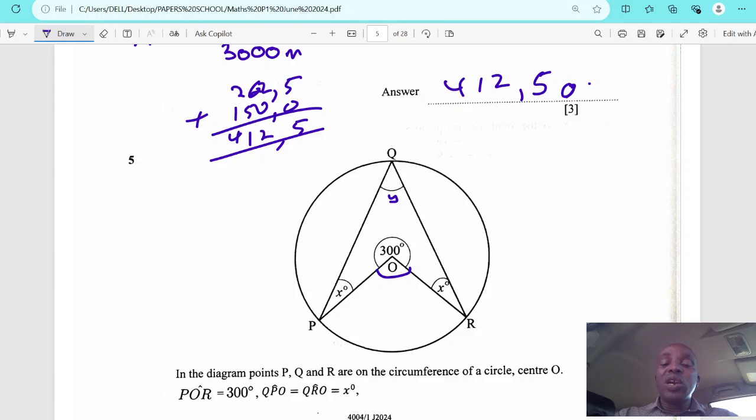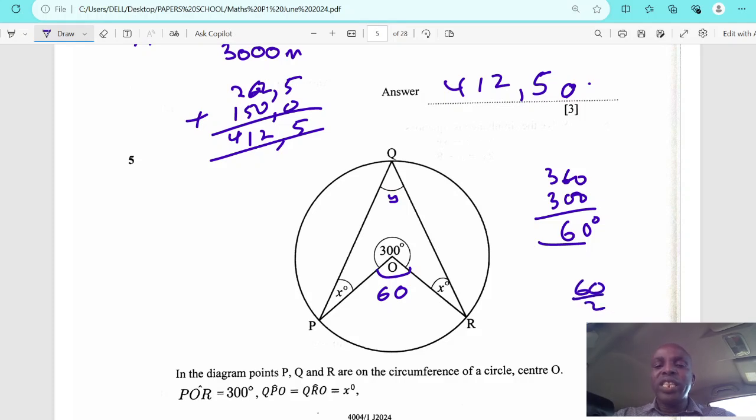How? Use angles at a point. You subtract 300 from 360. You get 60 degrees. So this angle is 60 degrees. That's PQR. Then 60 divided by 2, applying angle at the center is twice at the circumference. You get y is 30 degrees.